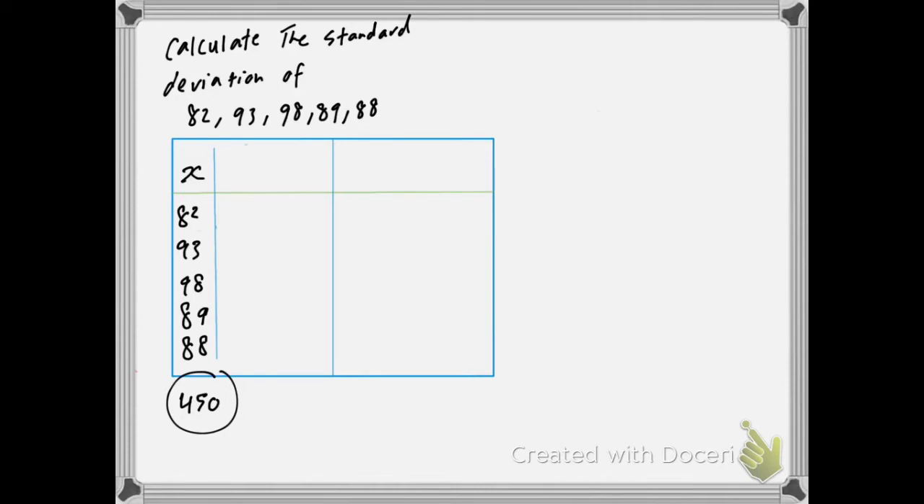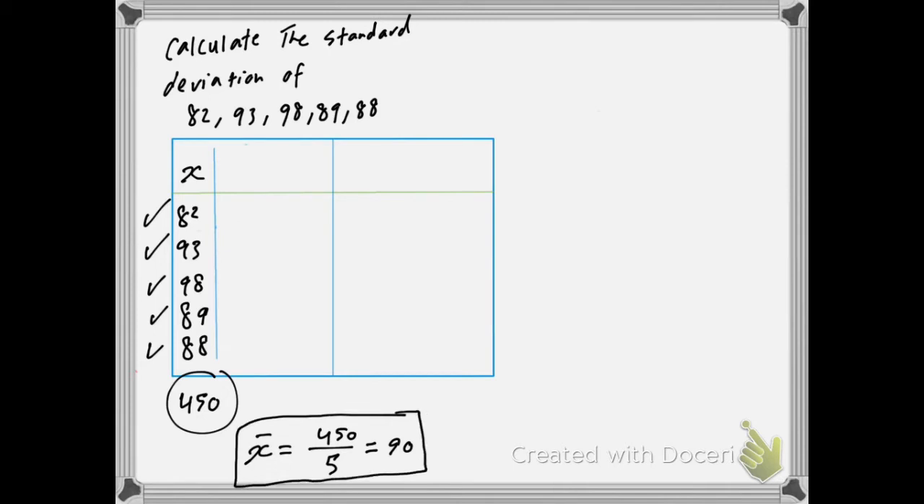Nice. Then to compute the x bar here, it's easy. Their summation 450, and I will divide by their number, 1, 2, 3, 4, and 5. That means I'm going to divide that by 5. The answer will become what? Will become 90. Then I have now the mean or the average.